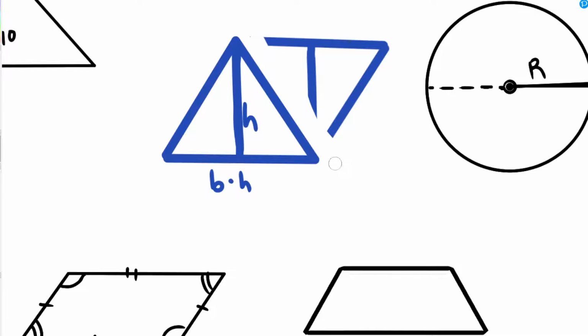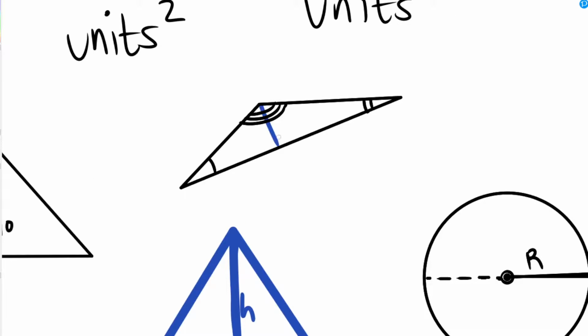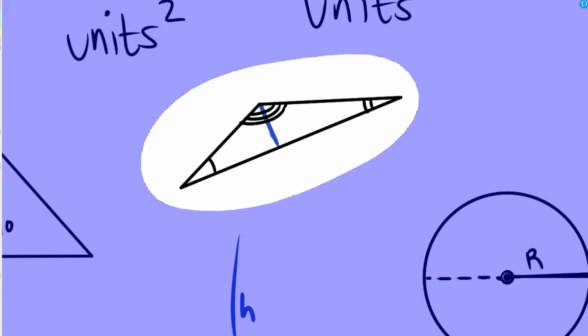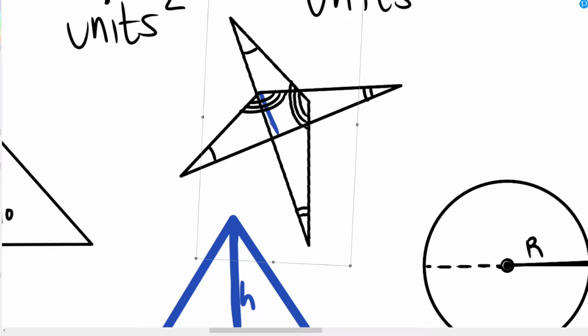Sorry, I lost track. So hopefully that makes a little bit of sense. Basically, you can double the shapes and flip them. So then I double that and flip it. And the heights need to be parallel.